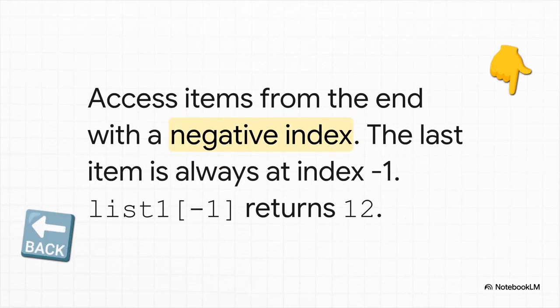But okay, what if you need the last item, and you have no idea how long the list is? Are you supposed to count all the way to the end? No way. Python has this absolutely brilliant shortcut. You can use negative numbers to count backwards from the end. So index -1, that's always the last item. -2 is the second to last, and so on. It's just a super handy trick for getting to the end of your data without any fuss.